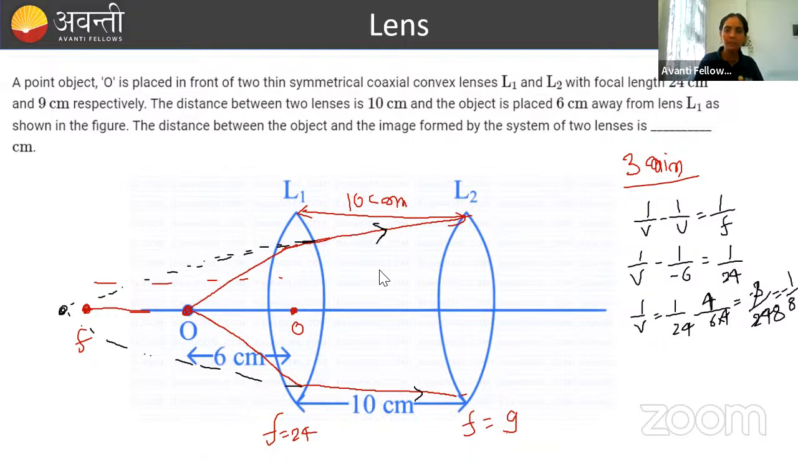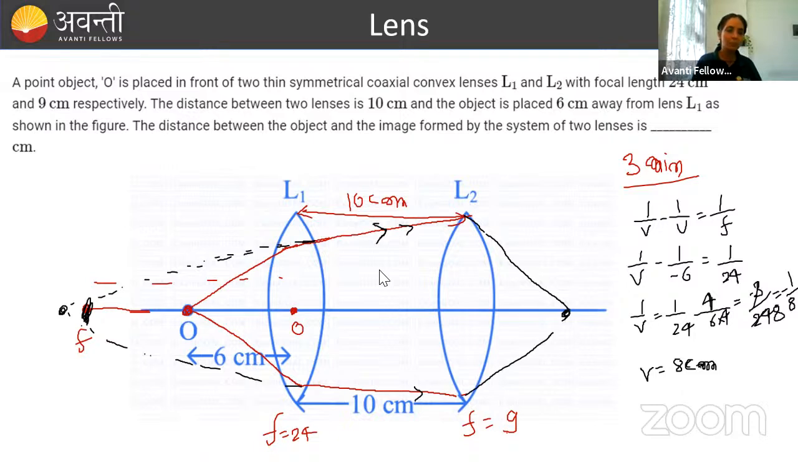That is, the image is getting formed at what distance? At 8 centimeter. So this won't be the focus in that case. Okay, focus is 24 centimeter. So the image is getting formed somewhere here, 8 centimeter. Done. And now what will happen? This light will now pass through the second lens and it will converge to this point.